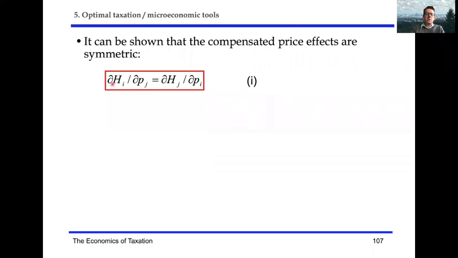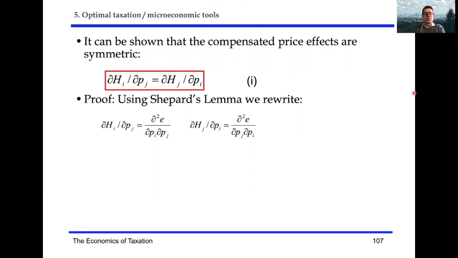So look at this equation. On the left-hand side, we have the effect of a small price change for good j on the demand for good i. And on the right-hand side, we have a small change in the price of i on the demand for j. What we want to show is that these two sides actually are equal. So how can we show that these two sides are really the same? Well, we can employ Shephard's lemma and rewrite first the left-hand side.